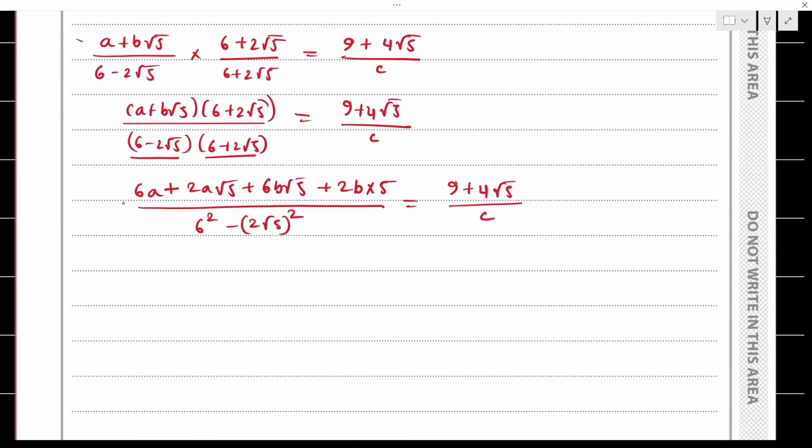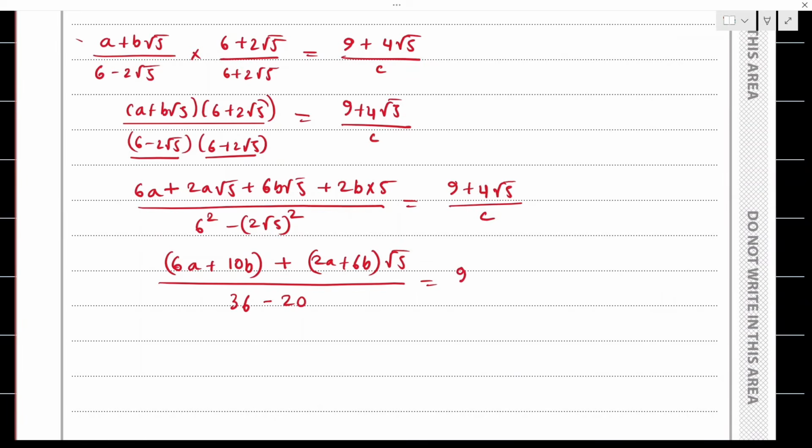Now I can simplify the numerator. I can write that 6a plus 10b plus (2a plus 6b) root 5 is the simplified form of our numerator, and 36 minus 20 will be in our denominator.